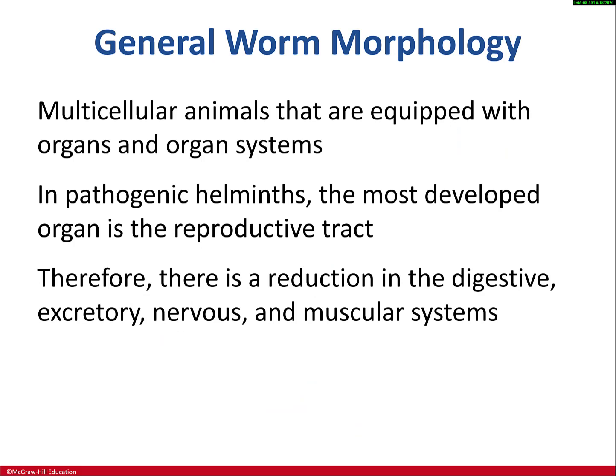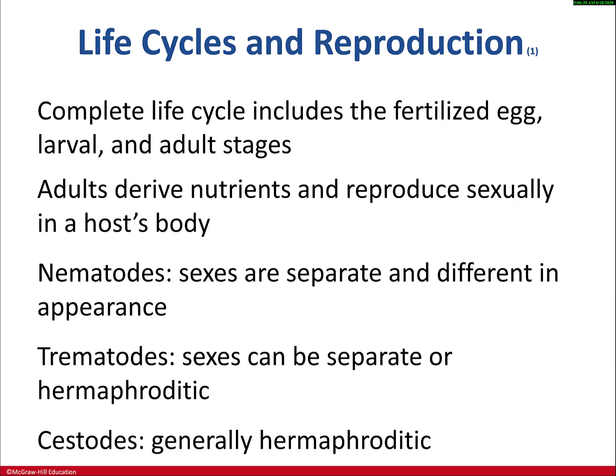Multicellular animals are equipped with organs and organ systems. Most of them are reproductive organs. In pathogenic helminths, the most developed organ is the reproductive tract. Therefore, there is a reduction in the digestive, excretory, nervous, and muscular systems. So it doesn't care too much about those, because its job one is to reproduce and to get more of them out there so they can reproduce. And then when they reproduce more, they spread more. You get the point.